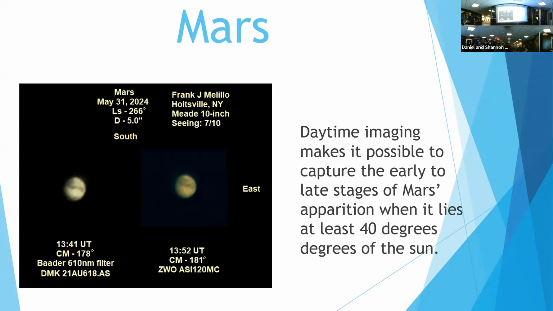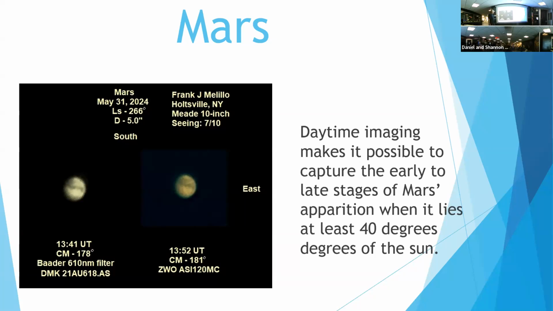Okay, Mars. Daytime imaging makes it possible to capture the early to late stages of Mars' apparition, when it's at least 40 degrees from the sun. At that time, Mars was about 45 degrees from the sun and 5 odd arcseconds, so it's really on the far side of the sun and appears smaller. But if you want to image in daylight, you need to know exactly where Mars is, by using the moon or Venus as a guide. You set up the coordinates using setting circles, like right ascension and declination. If you observe Venus and mark down its declination and right ascension, you set up the coordinates, and then you have Mars' coordinates. Then you're able to determine how far you have to move the scope in order to locate Mars.